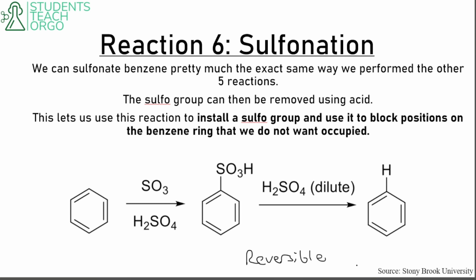But don't do your zinc amalgam, your Clemmensen reduction, and then your sulfonation, and then your Clemmensen reduction. Don't do that, because you're going to take off the protecting group because this has HCl in it. So that's going to cause your protecting group to leave if you do that. So I would not risk it at all.